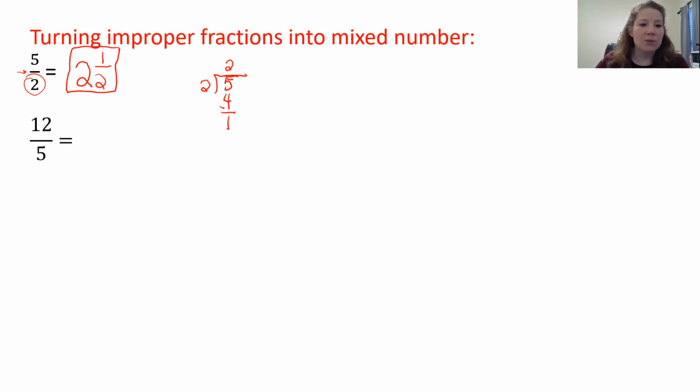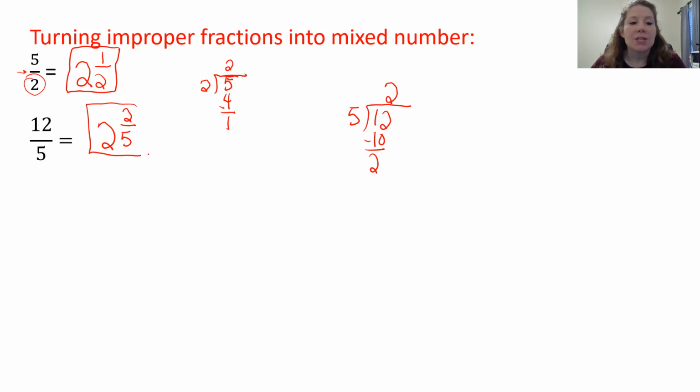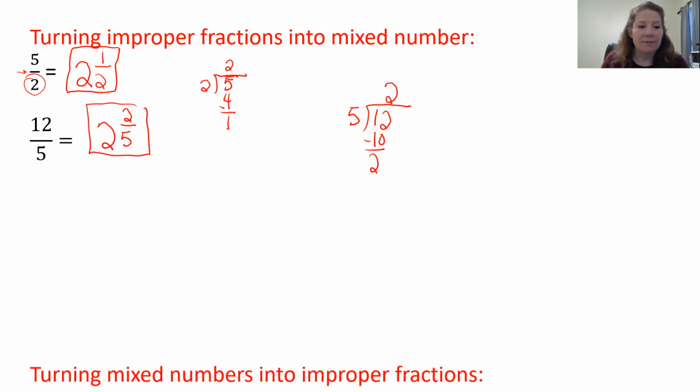All right, what about the next one? What about 12 fifths? So 12 goes in the box, 5 goes outside the box. How many times will 5 go into 12? It'll go 2 whole times with how many left over? The remainder is 2, and your denominator always stays the same. So 12 fifths is the same as 2 2/5.